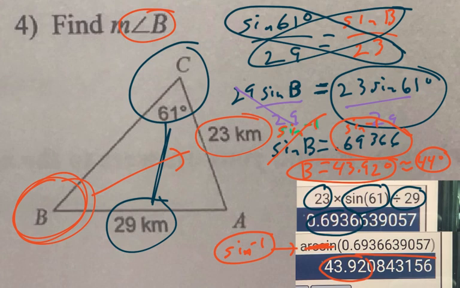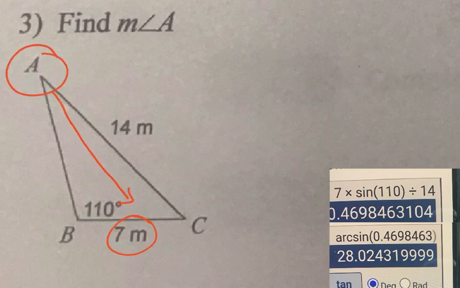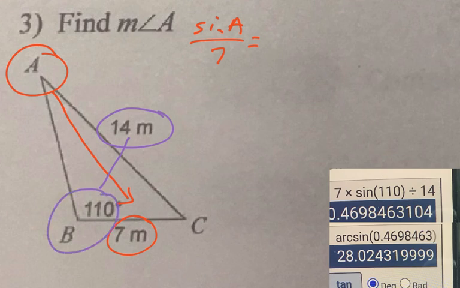Okay, let's do one more. On this one here, we're asked to find angle A. Notice it's opposite with the 7. So I'm going to say that the sine of A, angle A, goes with 7. That's going to equal this 14, notice, is opposite with the 110 degree angle. Remember, always match up opposite sides with the opposite angles. So I can say that the sine of 110 degrees goes with 14.